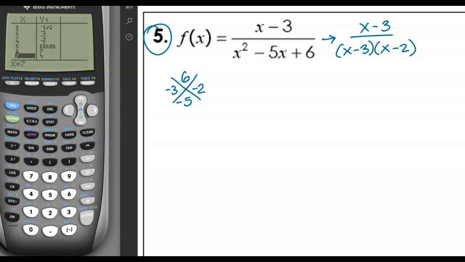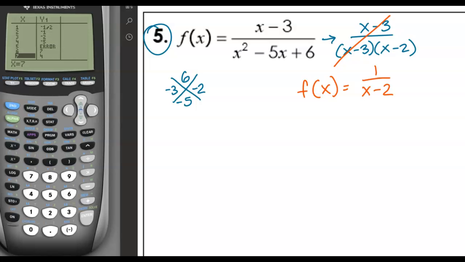Uh-oh. What do you notice? What do you guys notice? Yes, you can cancel a factor, which we should go ahead and do. You want to cancel that out immediately. This is what the simplifying was in that step number one, factor and simplify. Go ahead and cancel out that x minus 3, and you're left with f of x equals 1 over x minus 2.